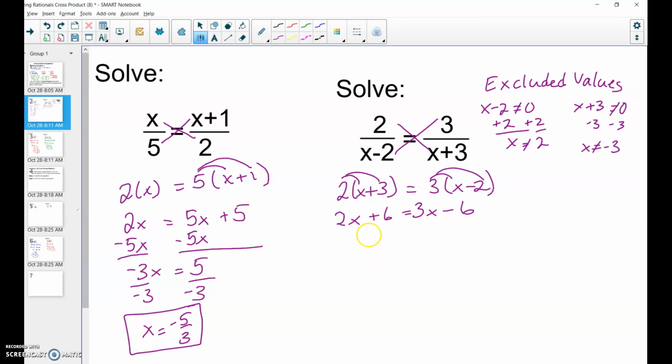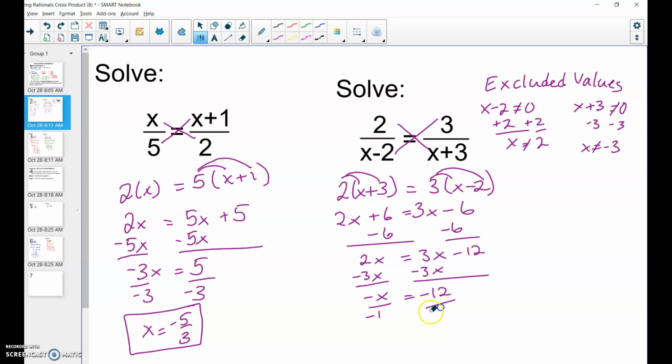So I'm going to subtract 6 first from both sides. Then I'm going to subtract 3x. I end up with negative x equals negative 12, so to get that to be positive, I'm just going to divide both sides by negative 1. So x equals 12, and I'm allowed to have that value, so that's your solution.